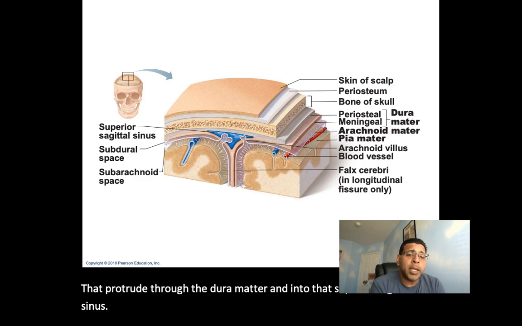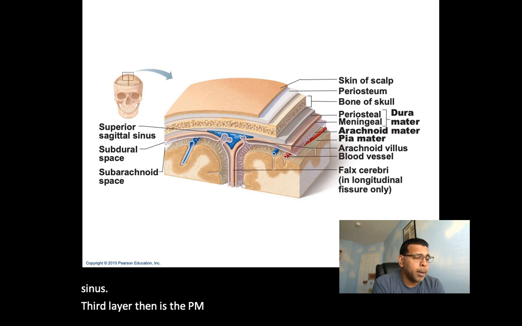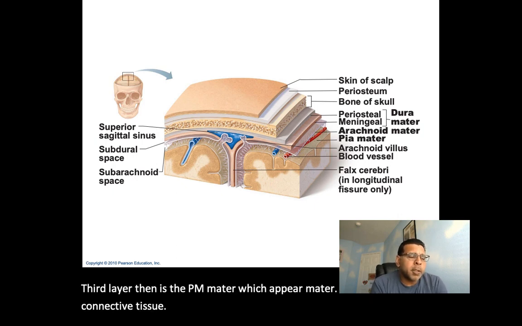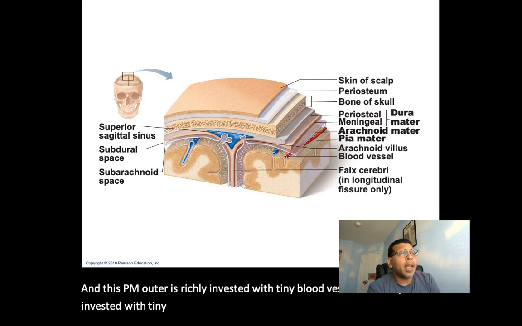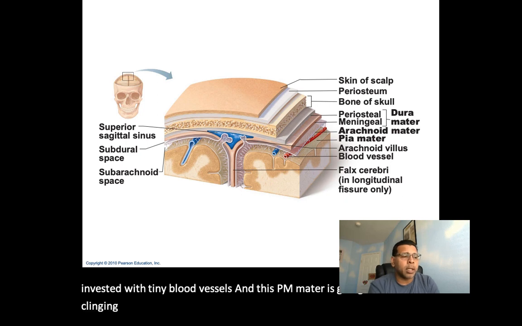The third layer then is the pia mater. When we talk pia mater, it's a delicate connective tissue, and the pia mater is richly invested with tiny blood vessels. It's found clinging tightly to the brain, like cellophane wrap.